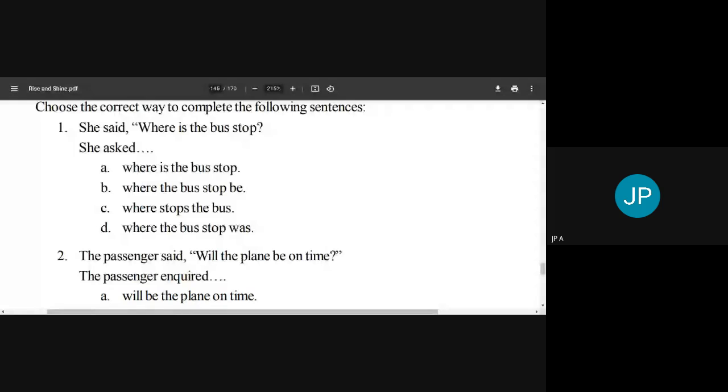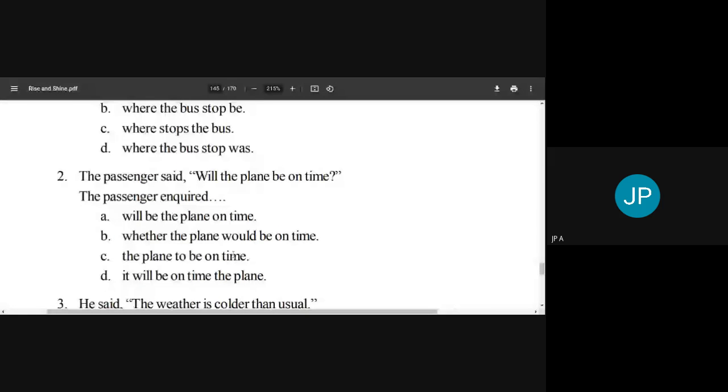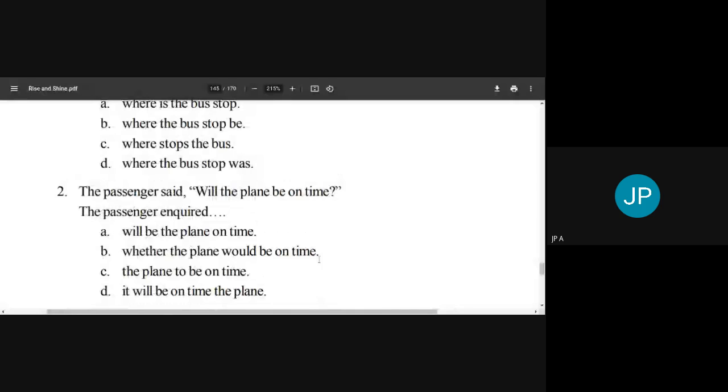So the passenger said, the next one. Again, it is an asking. You can say the passenger asked or the passenger inquired. This is a yes or no question, and for yes or no questions, the connecting word is either if or whether. We can use if or whether to connect and make it into a statement. The passenger inquired whether the plane would be on time. B is the right answer. So how do you know that? These are the rules. If you are using a yes or no question, you can use if or whether to connect.